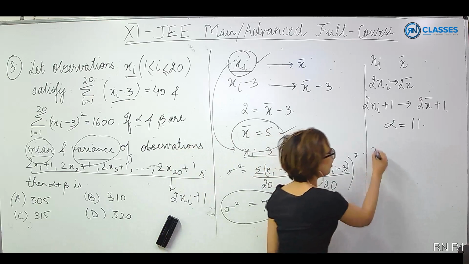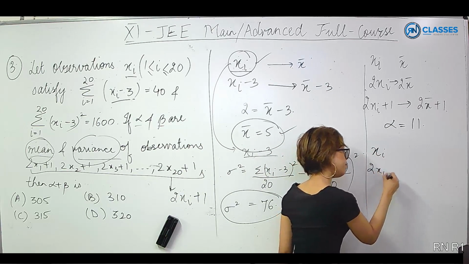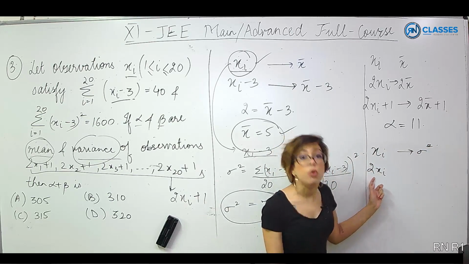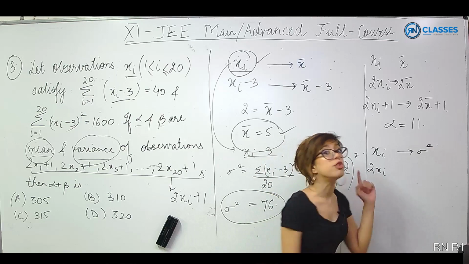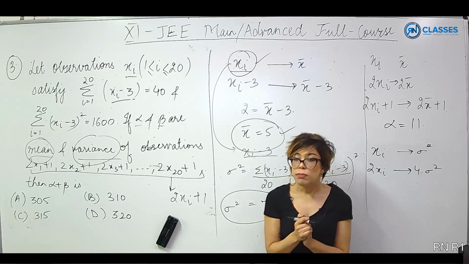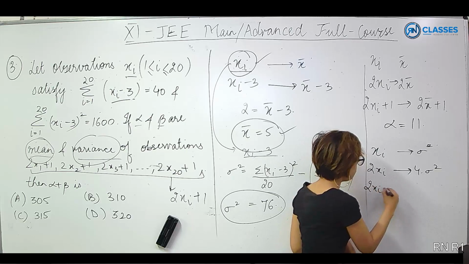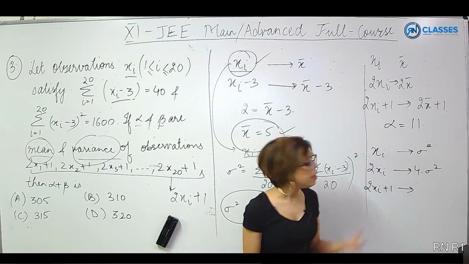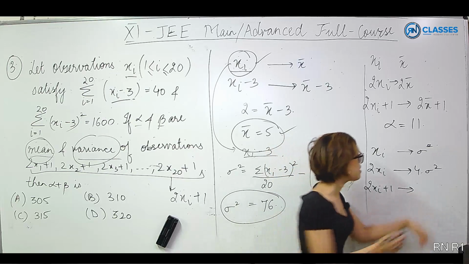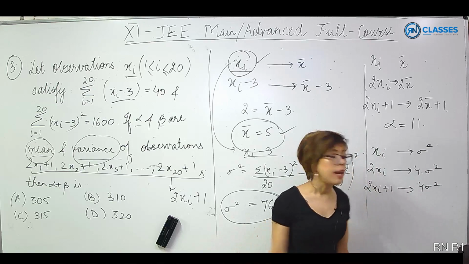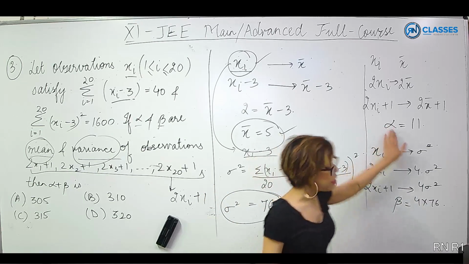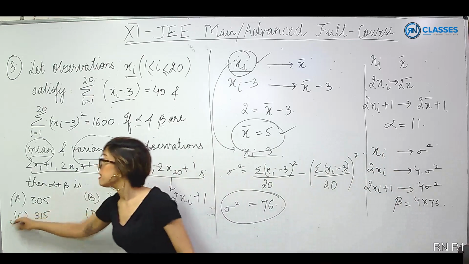Now, I am not talking about xi, I am talking about 2xi. Right? Suppose here the variance is sigma square. Now, each observation is multiplied by 2. The variance will be multiplied by 2 squared. So, that means the variance will become 4 times. Cool? Now, I want to add one. 2xi plus 1. What happens to the variance? The variance of this and variance of this remains the same because addition and subtraction doesn't affect the variance. So, this remains 4 sigma square. Right? Which is 4 into 76. Which is beta. He says alpha plus beta. So, this plus this. The answer is option C.